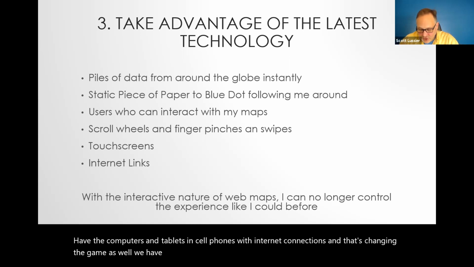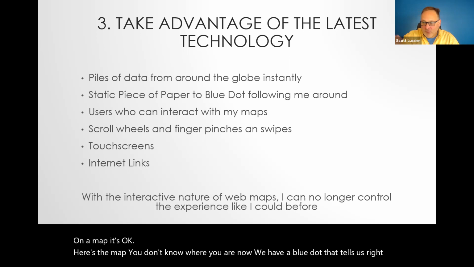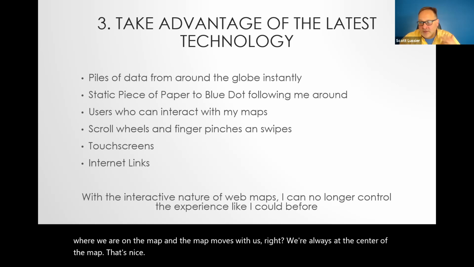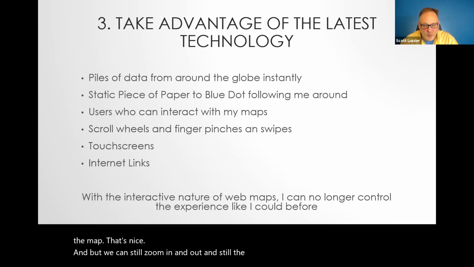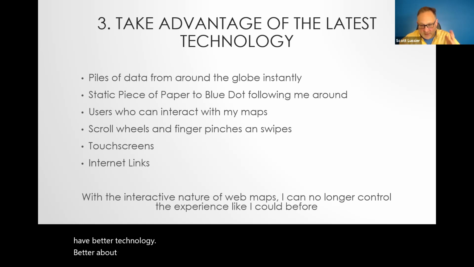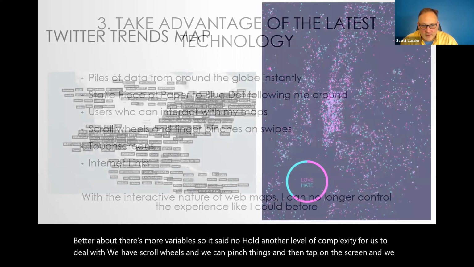We have to change the way we present data, because we're no longer just looking at a map and saying, okay, here's the map, you don't know where you are. Now we have a blue dot that tells us right where we are on the map, and the map moves with us. We're always at the center of the map. That's nice. But we can still zoom in and out, and still the same mental processes are at work, but we have better technology. There's more variables, so it's a whole other level of complexity for us to deal with. We have scroll wheels, and we can pinch things and tap on the screen, and they couldn't do that with paper 30 years ago when I started this.